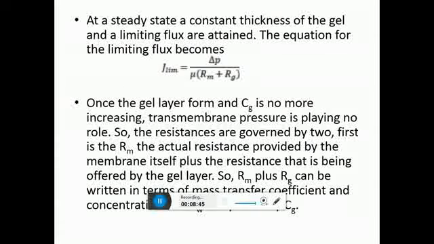Suppose you have a membrane, because of which you are getting a flux, and the membrane has its own resistance. This resistance is termed as Rm, and after forming the gel layer, this gel layer will also give a resistance. That resistance is your Rg, just like in filtration. So the total resistance will be the combination of those.